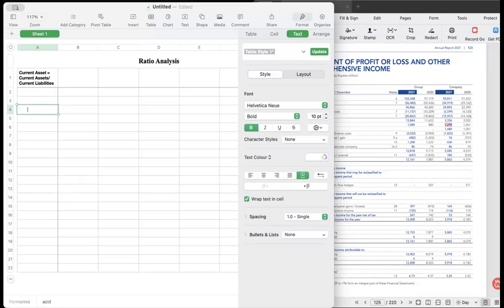Okay, and the other one, why does this keep changing? Oh gosh.